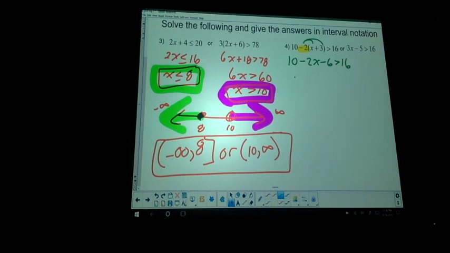Combine like terms on this one, so the 10 minus 6 gives me plus 4. Subtract 4 from both sides. Divide each side by negative 2.